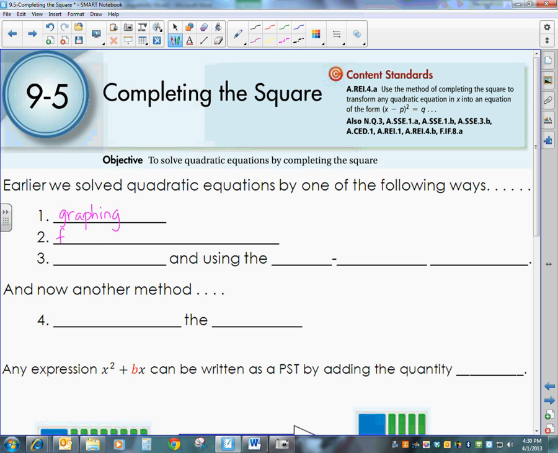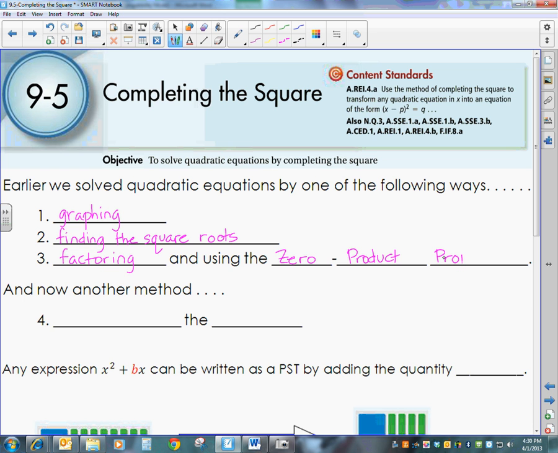The second method that we had was finding the square root, and that was taking the square root of both sides. And that's the one where you've got to remember to put the plus or minus in front of your answer. And then the last one we talked about was factoring and using the zero product property.